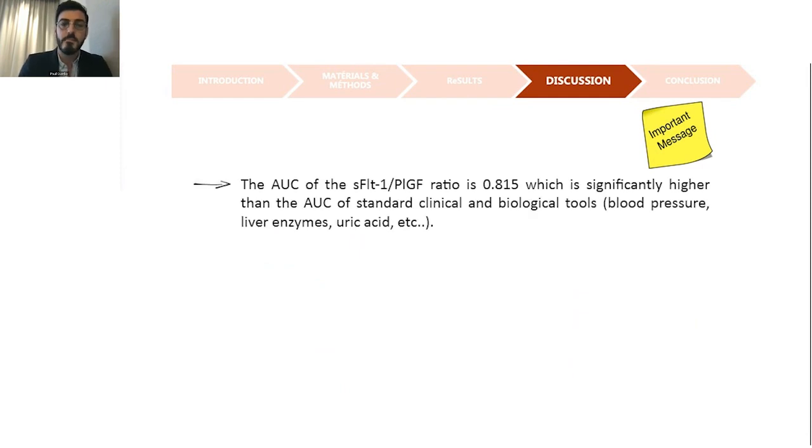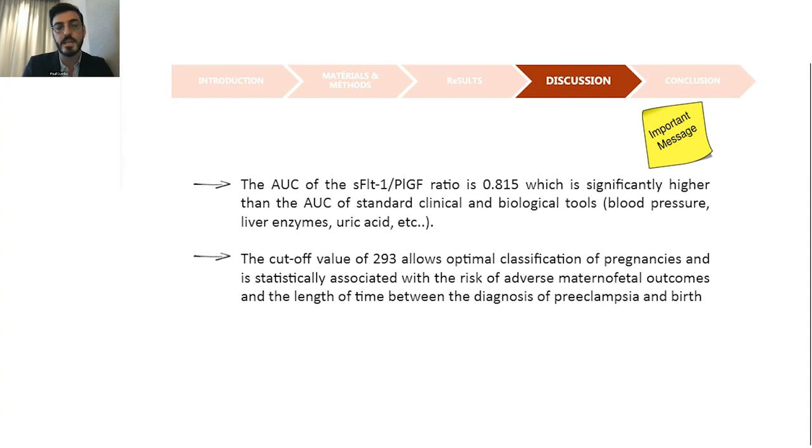So our main message is that the area under the curve of the sFlt-1 PLGF ratio is 0.82, which is significantly higher than the area under the curve or predictive value of the standard clinical and biological tools that we usually use: blood pressure, liver enzymes, uric acid, etc. Our cutoff value of 293 allows optimal classification of pregnancies and is statistically associated with the risk of adverse maternal-fetal outcomes and the length of time between the diagnosis of preeclampsia and birth.